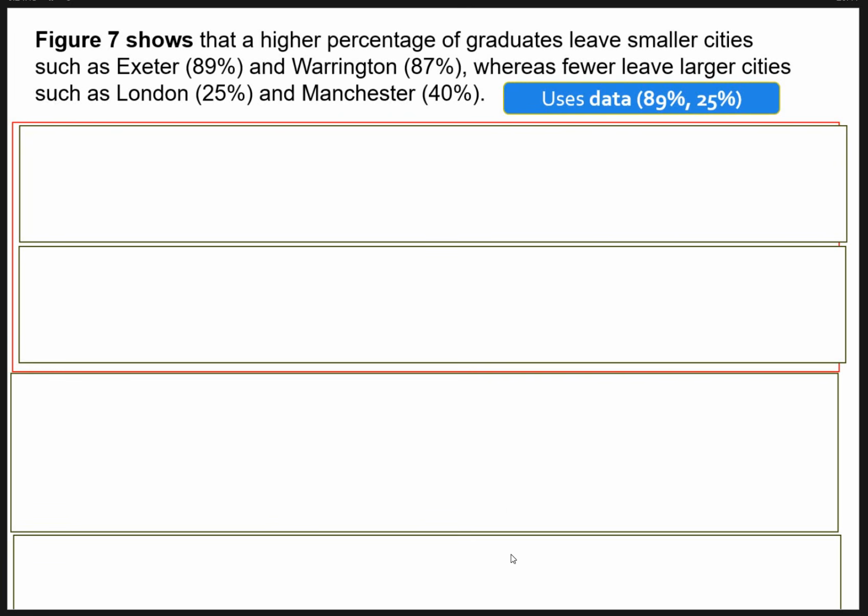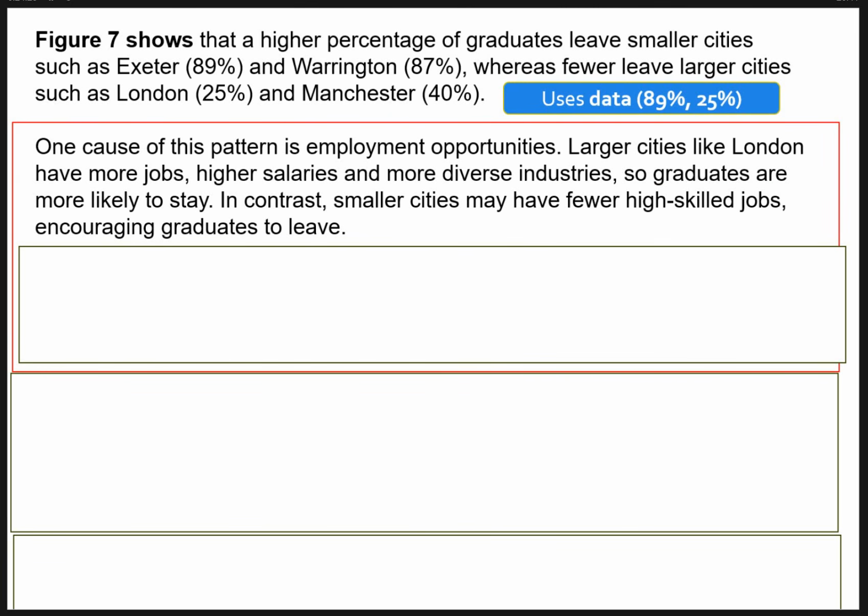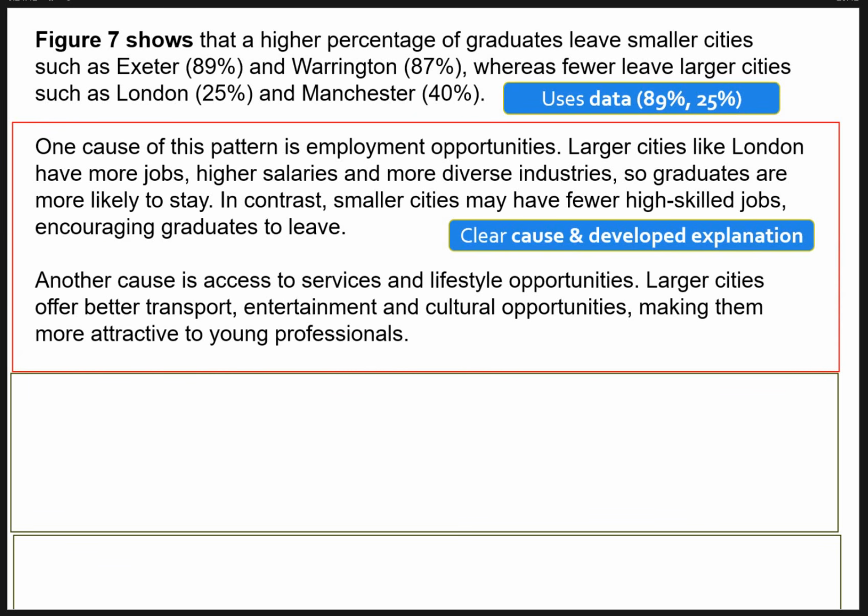Second paragraph, I split into two just so it can be more easily read. One cause of this pattern is employment opportunities. Larger cities like London have more jobs, higher salaries, and more diverse industries, so graduates are more likely to stay. In contrast, smaller cities may have fewer high-skilled jobs, encouraging graduates to leave. So I've shown a cause and I've developed that explanation.